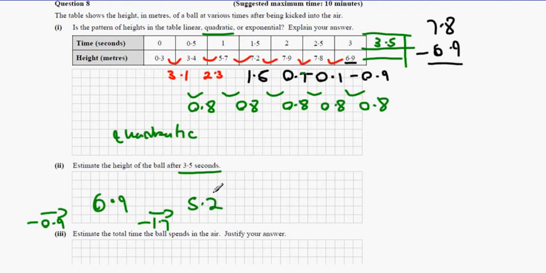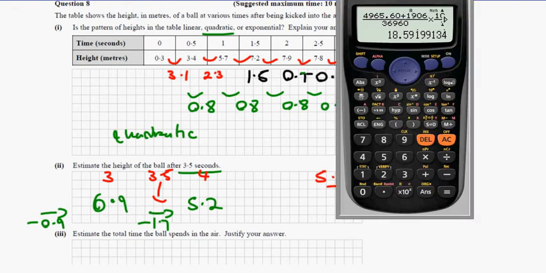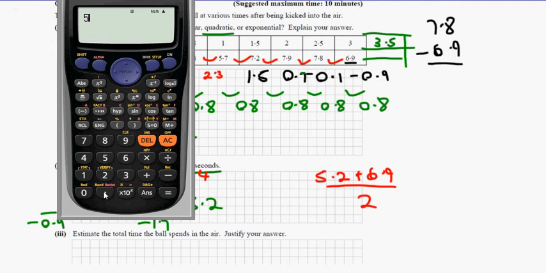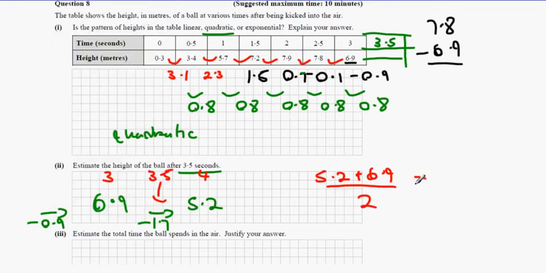And that's for 4 seconds. So this is 3 seconds to 4 seconds. So we'll get the average for 3.5. We get 5.2 plus 6.9, all divided by 2. Let me do this in the calculator. So 5.2 plus 6.9 divided by 2. And what we're going to get is 6.05 as our estimate.